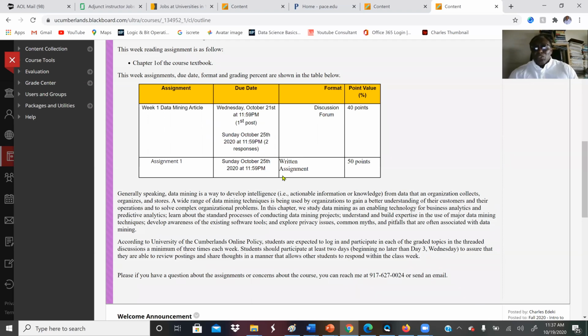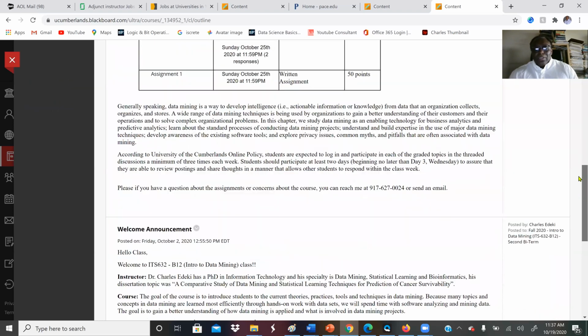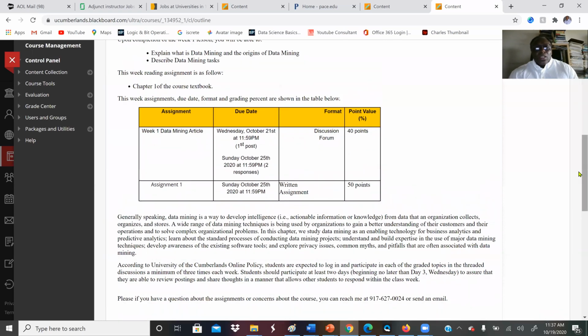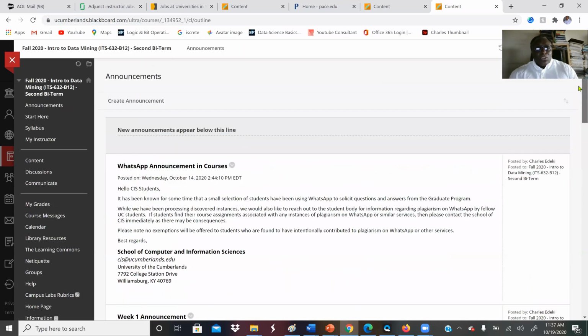Sometimes a student may decide to post all 3 discussions on Wednesday. It doesn't matter. The 2 responses can be anytime before the end of the week. But the initial discussion has to be on Wednesday. So again, that's the announcement section. Now let's go through the syllabus.